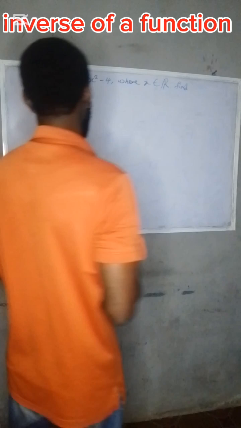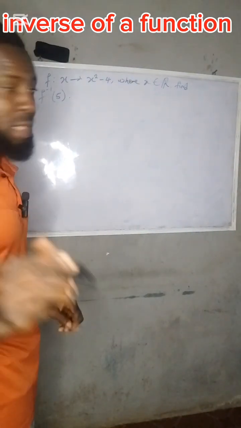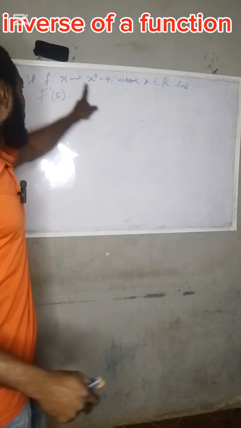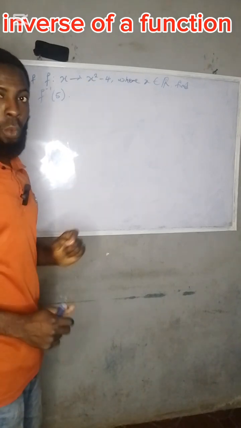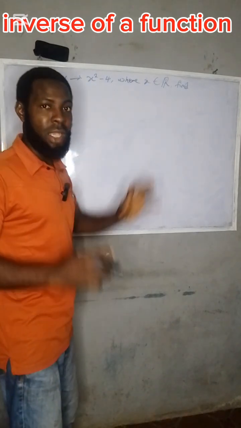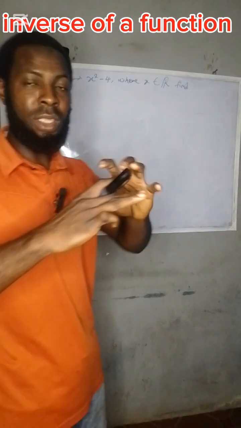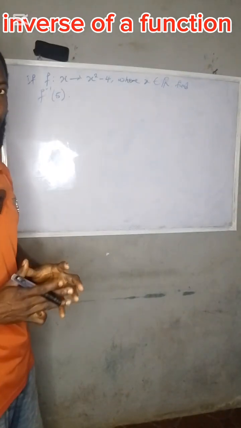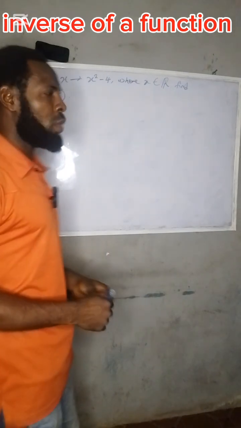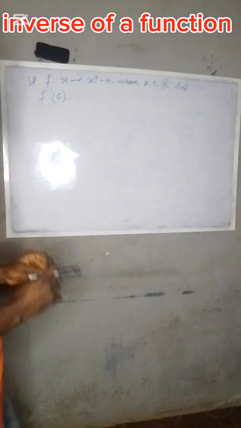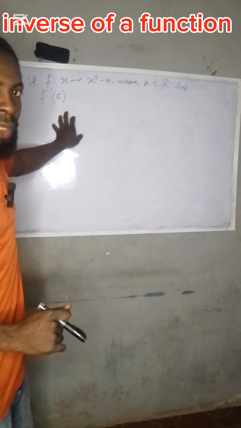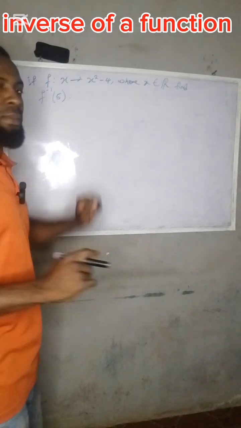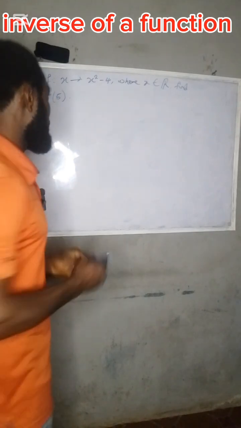Follow me, let's go. So now, what is the problem? It says that if f maps x to x squared minus 4, where x is a real number, we have to find f inverse of 5. Now the first thing that comes to your mind is, what are we asked to find? F inverse, right? So we need to find this f inverse. Let's get going.